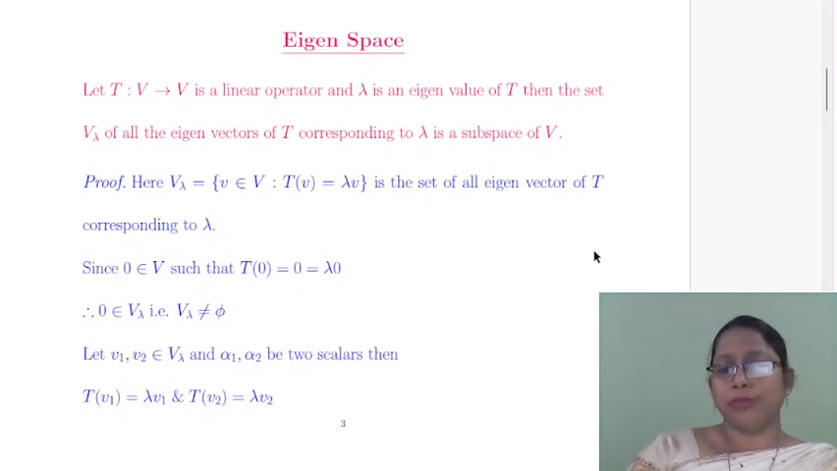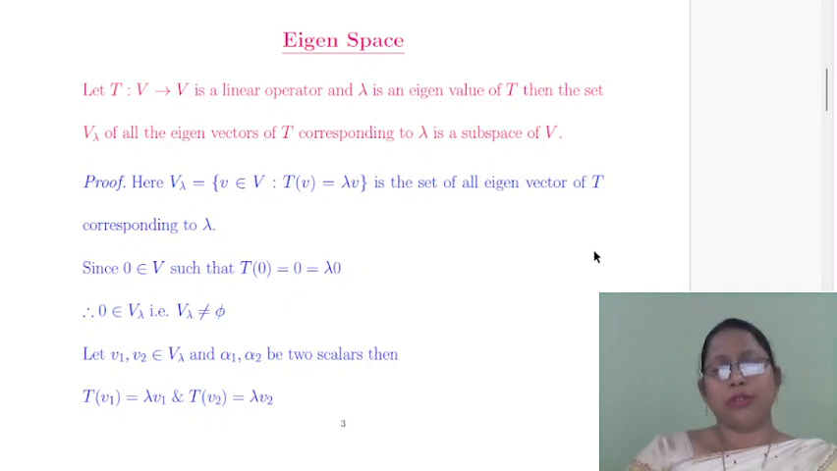That is, we are going to use the necessary and sufficient condition for a non-empty subset to be a subspace of a vector space. That is, if x, y belong to the subset and alpha, beta are any scalars, then alpha x plus beta y belongs to the subset. Here we have considered b1, b2 belonging to V lambda and alpha 1, alpha 2 belonging to the scalars. So we are going to show that alpha 1 b1 plus alpha 2 b2 belongs to V lambda.